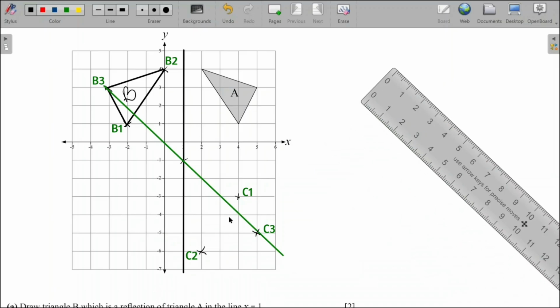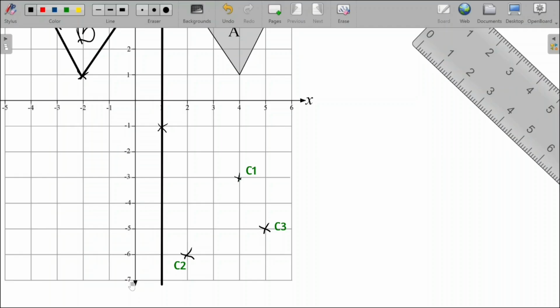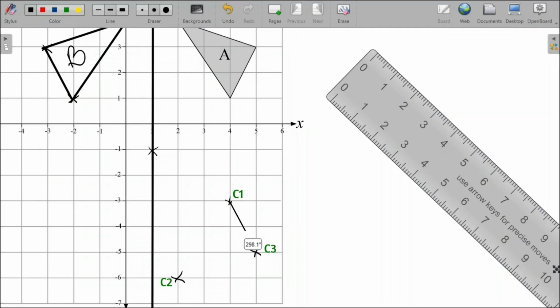We now have 3 points that can help us mark out triangle C, which is a 180 degrees rotation of triangle B at center X is 1, Y is minus 1. We can delete this green line. Let's join all the points to make triangle C. Join these two. Next we take this and join this. You use your ruler and this. This is triangle C, which is the rotation of triangle B about the center X is 1, Y is minus 1.